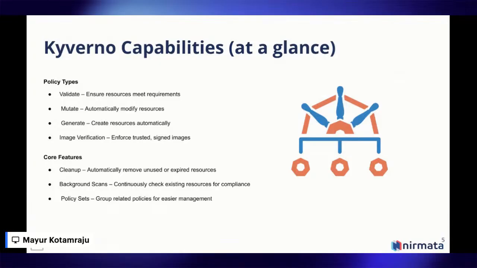So I wanted to take a moment to also show you some of its capabilities. Kyverno falls into two categories, right? The policy types and the supporting features. The policy types are how we directly control the resources. In this case, we have validate, which ensures configuration meets requirements; mutate, which modifies them automatically; generate, which creates new resources; and then image verification, ensuring workloads only use trusted image sources.